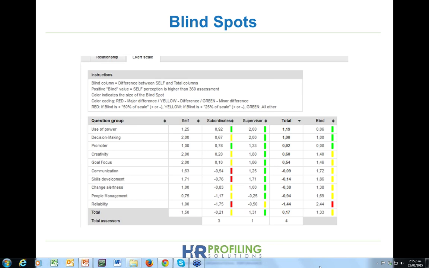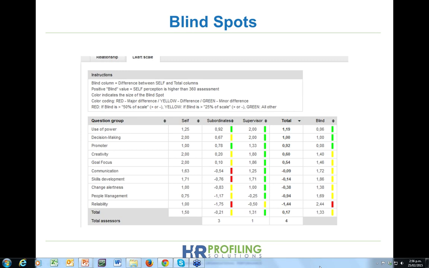Just remember, with blind spots, they can work the other way as well. For example, if a person self-assesses low and says that it's not a particular strength, yet the subordinates or supervisor have rated them high, this can also show as a negative blind spot, when in actual fact this person just may not be aware that this is a real strength for them.